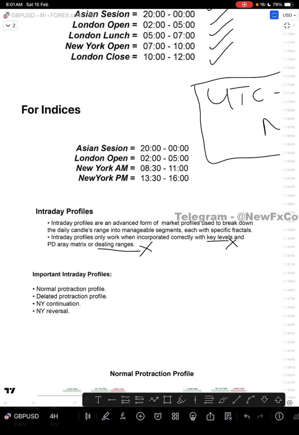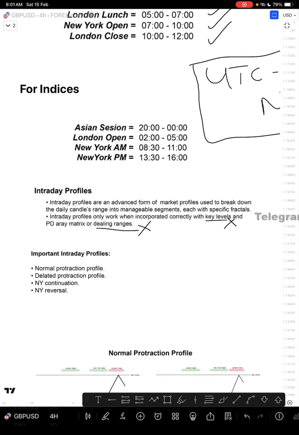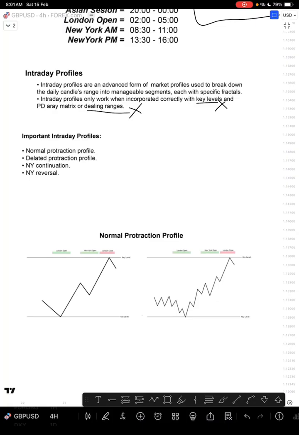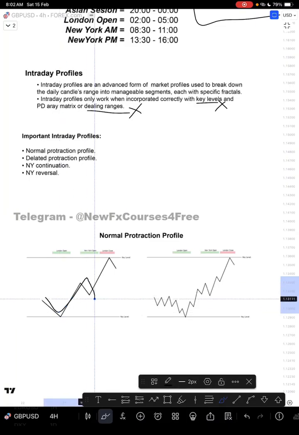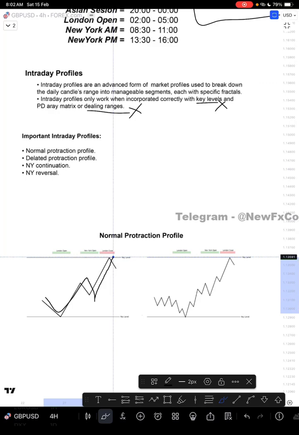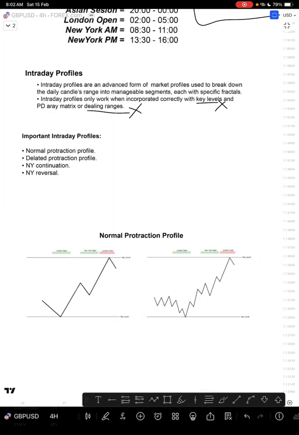Going down, here are some important intraday profiles: normal protraction profile, delayed protraction profile, New York continuation, and New York reversals. There are some illustrations down below here. London open expands, New York a little bit of retracement, London close expands into our key level or our draw on liquidity.